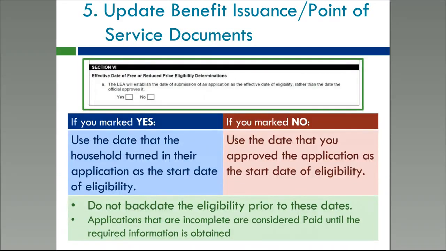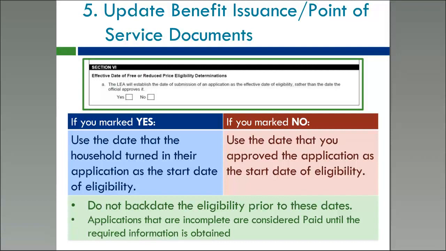If you marked this question yes, then you would use the date the household turned in their application. So if they turned it in on Monday and you approved it on Friday, you would use the Monday as the date of eligibility. If they had charges in between the time of submission and approval, then you would need to refund those charges to the student.